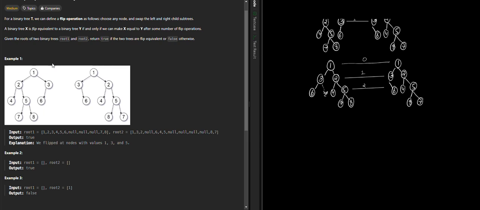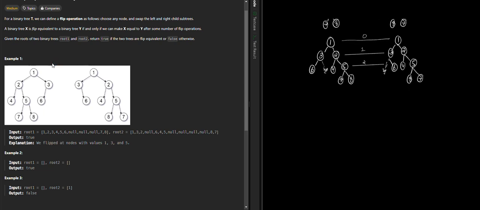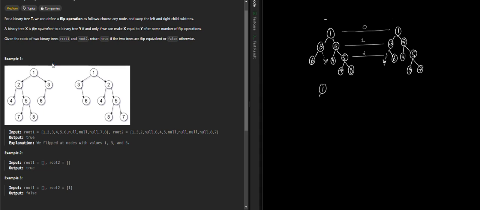For 3, the left subtree is 6 but the right subtree is null. But for 3 in the other tree, the left is null and the right is 6. That means we need to flip left and right. After that we can say yes, the left children and right children will be equivalent. Now the trees look like 3, 2, and here we can swap the left subtree and right subtree of node 3.